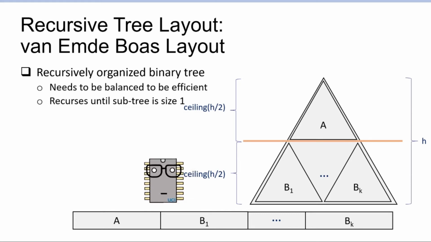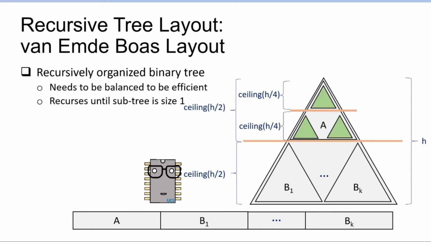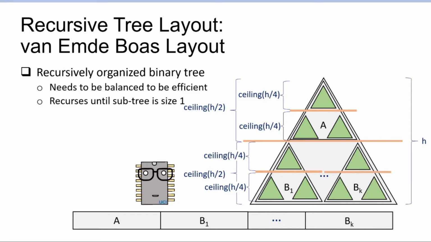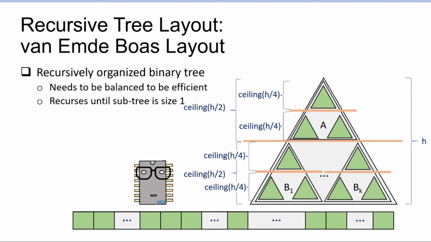The number of k would be, because the height of A is h divided by 2, the number of k would be 2 to the power of h divided by 2 times 2. Many trees of B's. And we further divide the tree into halves, h divided by 4, and also for all the other trees. And we continue this until we get to a subtree size which absolutely fits in a cache line.